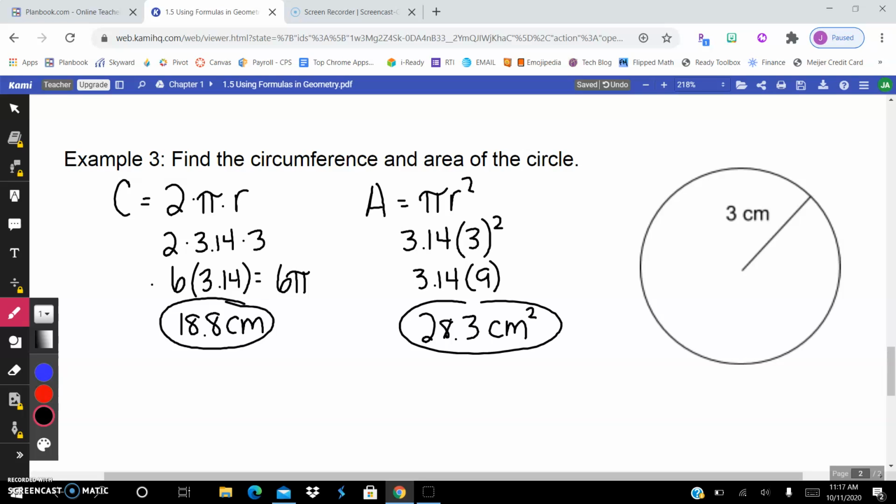Same thing over here on area. We did 3 squared and got the 9. So put the 9 down and then leave the pi as a pi symbol, and that would be in terms of pi. So the most exact answer for area that you can have.